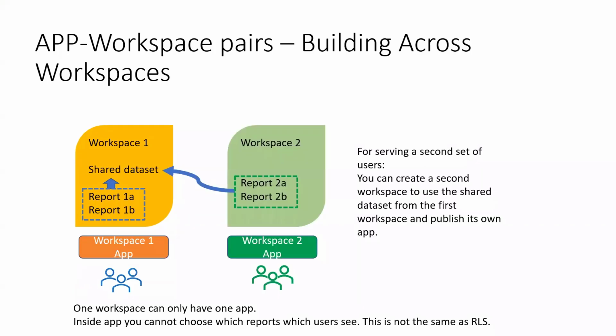So what you can do is have a different workspace. Remember, workspaces don't have a cost with them. The cost is always either the capacity or the licenses, okay? So you can have a second workspace and create your reports in that second workspace off of the shared data set in the first workspace. And now you can have two apps. People who come into app 2 will see reports 2A and 2B. People who connect from app 1 will see reports 1A and 1B. So I think this answers the question that came up earlier. This is one scenario where you can share across workspaces.